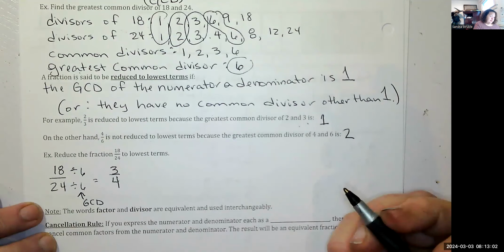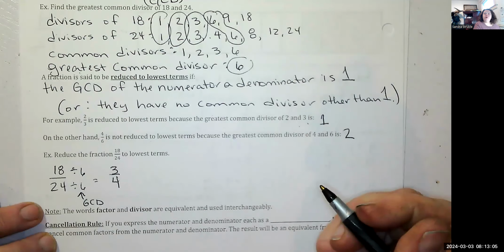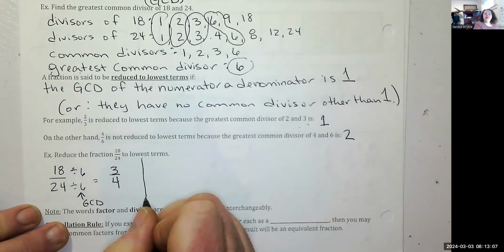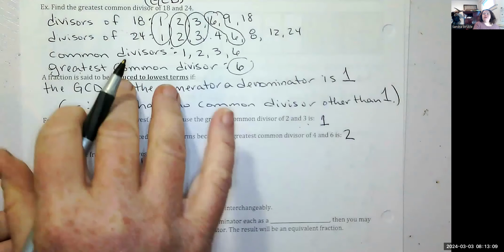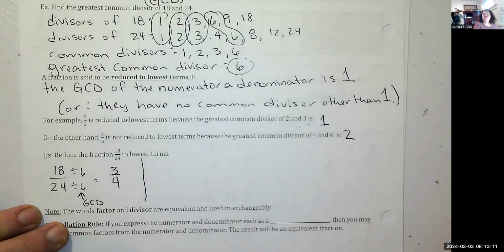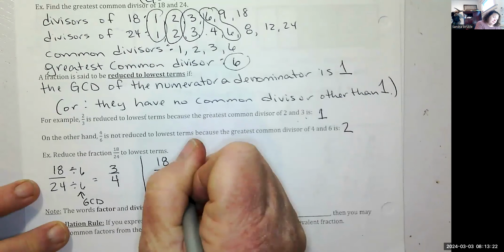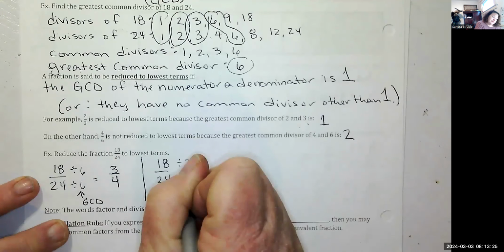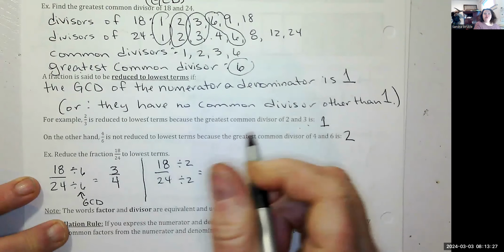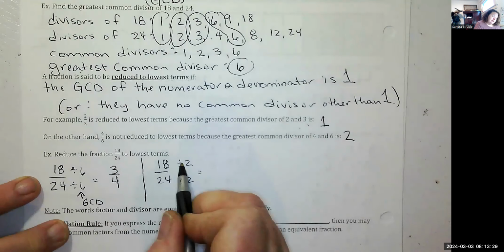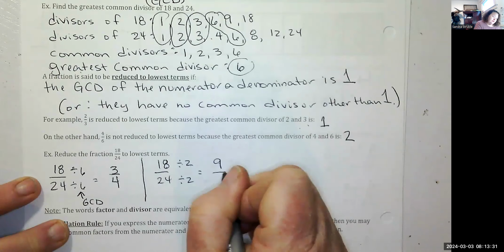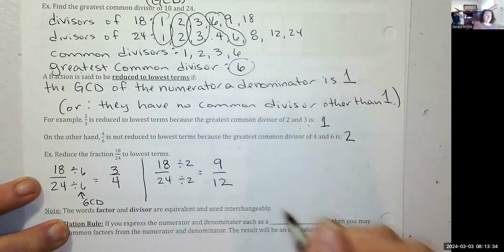There's another way we could have done this without using the greatest common divisor. What if you didn't go through the process of finding your greatest common divisor? What if you just went willy-nilly, like 18 and 24, they're both even. I know they're both divisible by 2. So let's do that. 18 divided by 24. I'm going to divide both by 2 because they're both even numbers, so I know they're both divisible by 2. 18 divided by 2 is 9. 24 divided by 2 is 12.